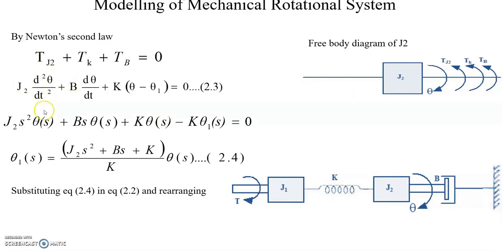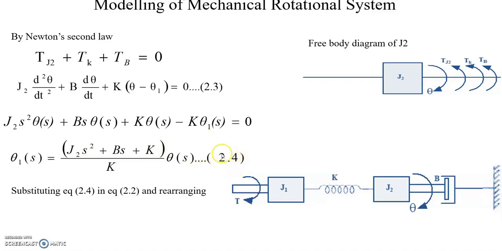Write it in equation form: J2 d square theta by dt square, because theta is the angular displacement for J2, plus b into d theta by dt plus k into theta minus theta 1 is equal to 0. This is equation number 2.3. Next, take the Laplace transform with 0 initial conditions for equation 2.3, and we can write J2 s square theta of s plus bs into theta of s plus k into theta of s minus k into theta 1 of s is equal to 0. You can rearrange and find theta 1 of s is equal to J2 s square plus bs plus k divided by k into theta of s. I name this as equation number 2.4.